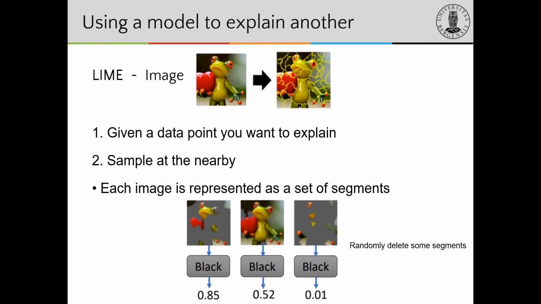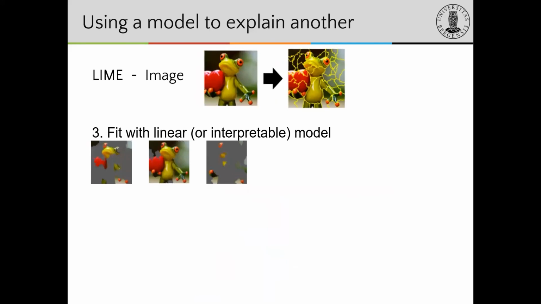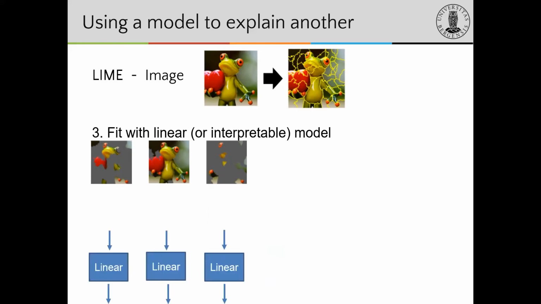Then we get 3 pictures here, and then we put these into the black box. Then we can get the confidence, how much percent confidence about whether this is a fraud. The first one is 85%, the second one is 52%, and the last one is 1%. So after doing this, we go to the third step, which is that we try to find a linear model to fit to get the same results as the black box.